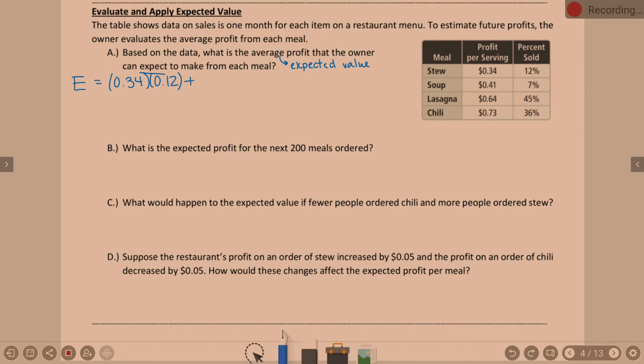Now the next one, the soup. What do we know about the soup? 41-cent profit times 7%, so 0.07. Continue along. Plus the lasagna, 64 cents profit times a probability of 0.45 plus chili profit of 73 cents times the probability of 0.36. That's how we're going to do expected value.